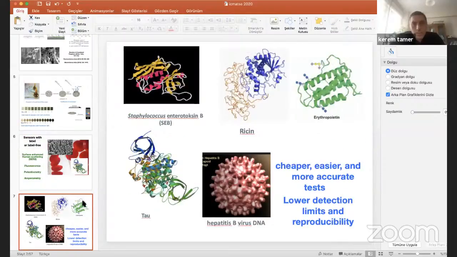In our groups, we made several application recently. Today, I'm going to give some example of this kind of application. For instance, we detected some toxin species in the blood or food samples. What kind of targets? For instance, ricin is a toxin, and or erythropoietin protein is a doping agent, or tau protein is a biomarker of Alzheimer's disease. And as you know, hepatitis B virus is also a very important target.